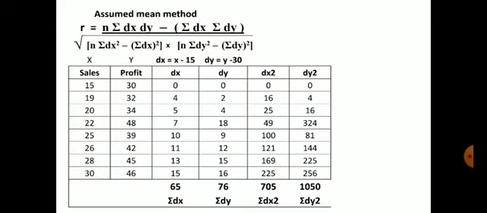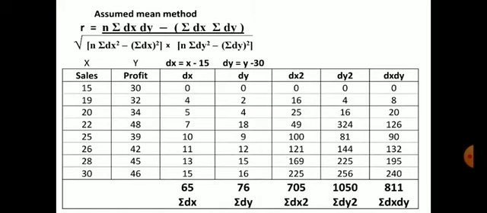Okay, fine. We found dx square and dy square. Now it is the time to calculate the dx into dy value. That is 0 into 0 is 0, 4 into 2 is 8, 5 into 4 is 20, 7 into 18 is 126, 10 into 9 is 90, 11 into 12 is 132, 13 into 15 is 195, and 15 into 16 is 240. Okay, we have totaled it. That is summation dx is 65, summation dy is 76, summation dx square is 705, summation dy square is 1050, and summation dx into dy we got an answer like 811.